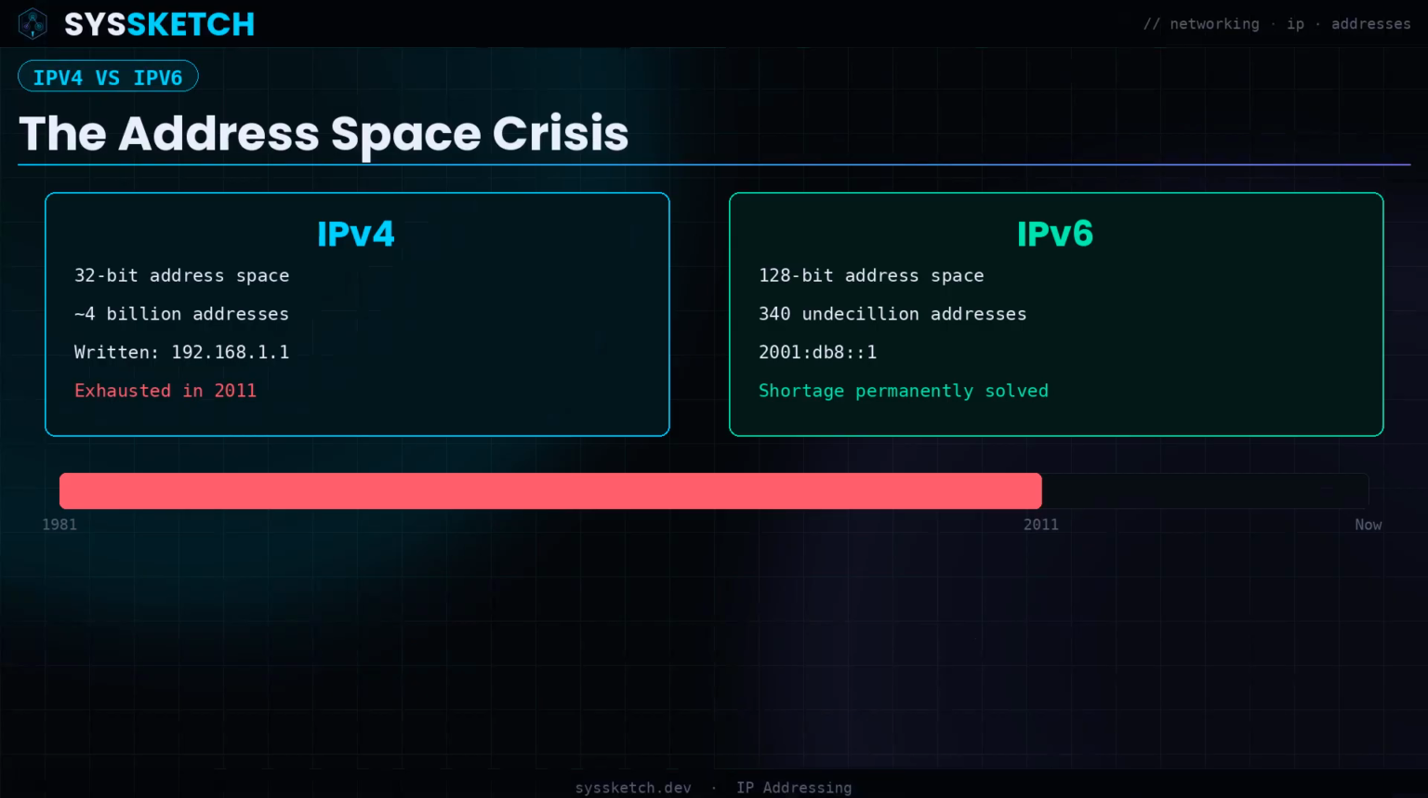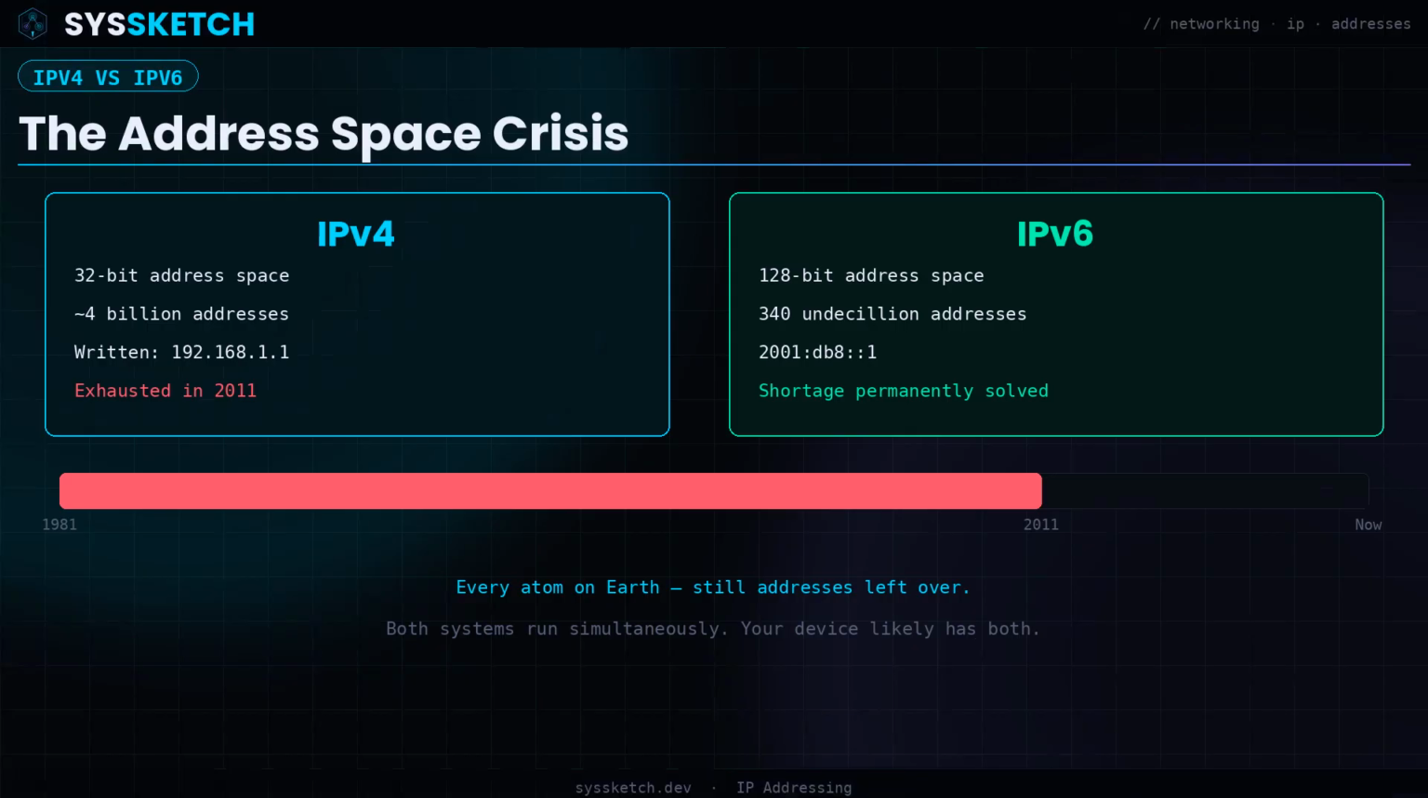In 1981, when IPv4 was standardized, it seemed more than enough. The internet was an academic experiment connecting universities and research labs. Nobody anticipated that billions of people would each carry multiple network devices in their pockets within a few decades. The internet ran out of IPv4 addresses, not metaphorically. It literally exhausted the pool.